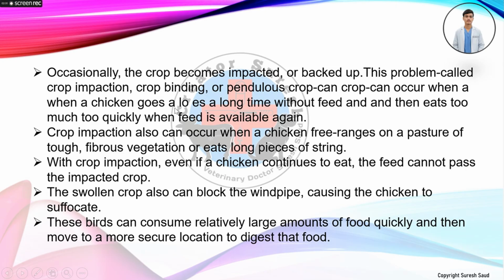This problem, called crop impaction, crop binding, or pendulous crop, can occur when a chicken goes a long time without feed and then eats too much too quickly when feed is available again. Crop impaction also can occur when a chicken free ranges on a pasture of tough, fibrous vegetation or eats long pieces of string. With crop impaction, even if a chicken continues to eat, the feed cannot pass the impacted crop. The swollen crop also can block the windpipe, causing the chicken to suffocate.